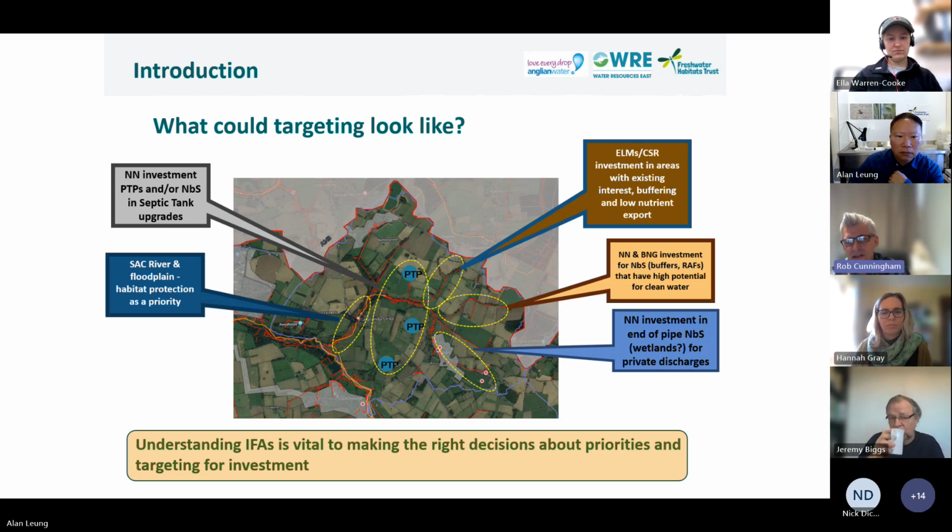And you can see that actually there's an awful lot of water network that isn't covered by the WFD Water Framework Directive water body. So there's an awful lot of the stream network where actually the very local impacts from PTPs, packaged treatment plants, or septic tanks are going to be there.